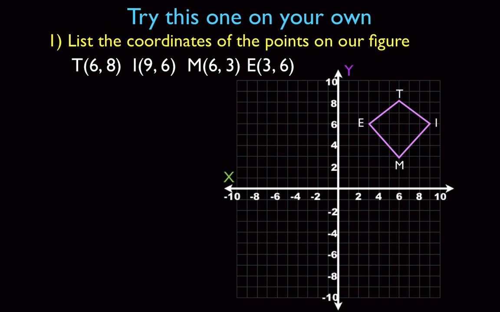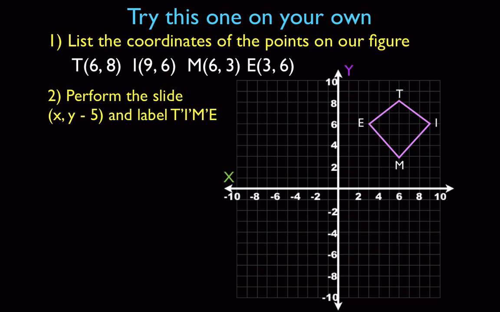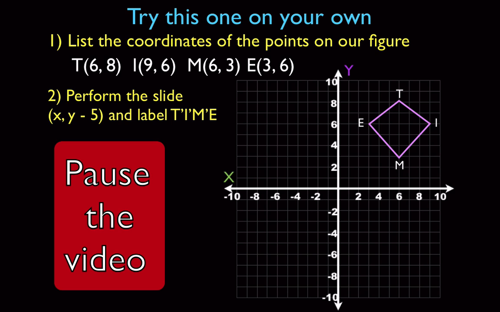You can see because the E and the I and the T and the M are sort of straight up and down or left and right from each other, in that kite shape there, you get some of the same X's and Y's. This time, the translation I want you to do is subtract 5 from each of the Y values. So we're going to perform a slide that is (X, Y minus 5) and label it T prime, I prime, M prime, E prime.